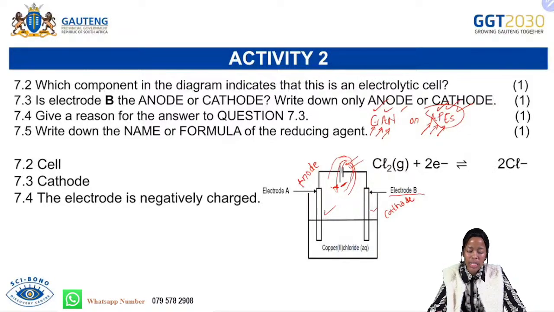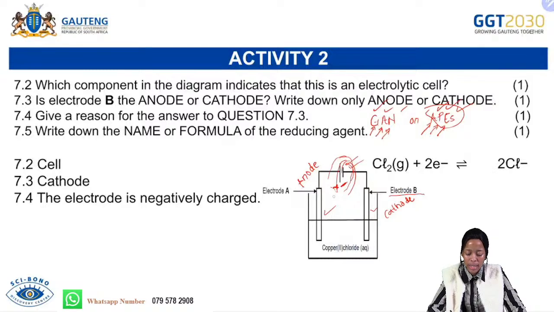And where do we see that? We see that information from the cell. So if you do not know how to use the cell to identify which one is positive and which one is negative, you will not be able to answer your 7.3 and your 7.4. So make sure that you know that the longer line is the positive terminal of the cell, the shorter line is the negative terminal of the cell.